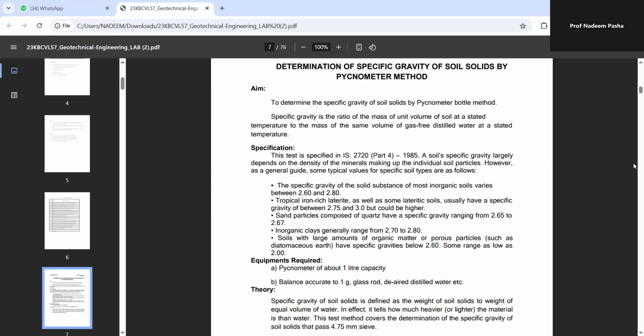Normally for solid substances such as inorganic solids, the value varies from 2.6 to 2.8. For iron-rich laterite, it varies from 2.7 to 3, and it can be as high as 3.15 for cement. For sand particles, it is 2.65 to 2.67. For inorganic clays, it is 2.7 to 2.8. For soils with a large amount of organic matter, the value decreases and falls below 2.67.